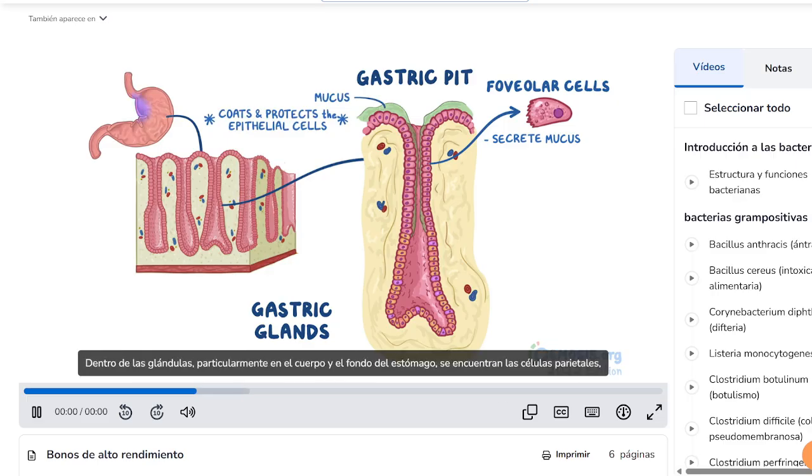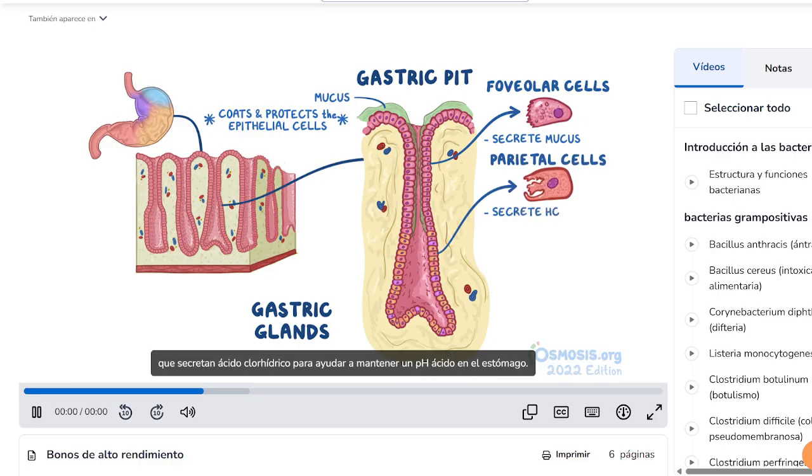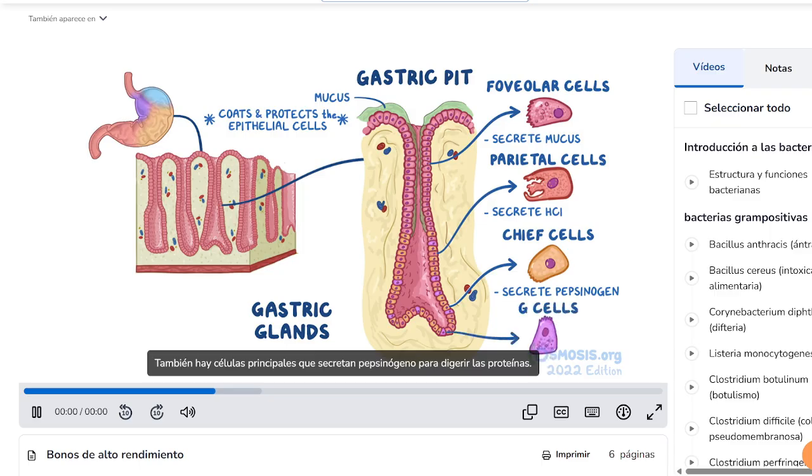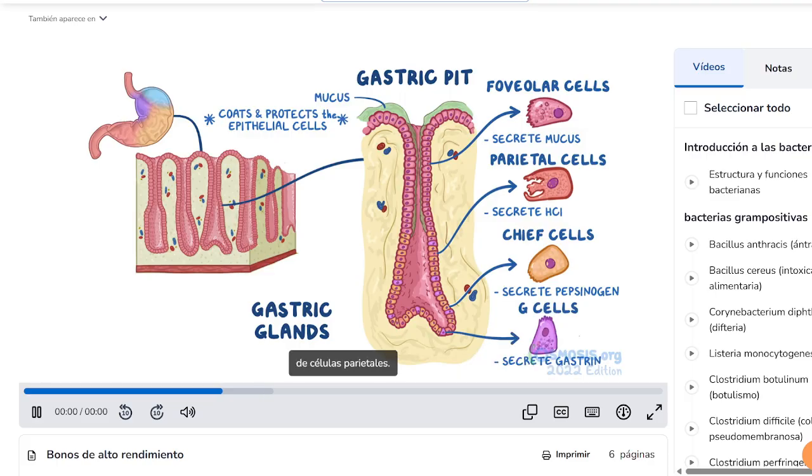Within the glands, particularly in the body and fundus of the stomach, are parietal cells, which secrete hydrochloric acid to help maintain the acidic pH in the stomach. There are also chief cells that secrete pepsinogen to digest proteins, and then there are G cells which secrete gastrin, which has a number of effects, including stimulation to parietal cells.